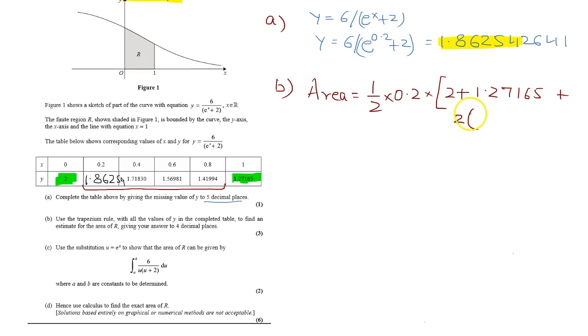So that is 1.86254 plus 1.71830 plus 1.56981 plus 1.41994.